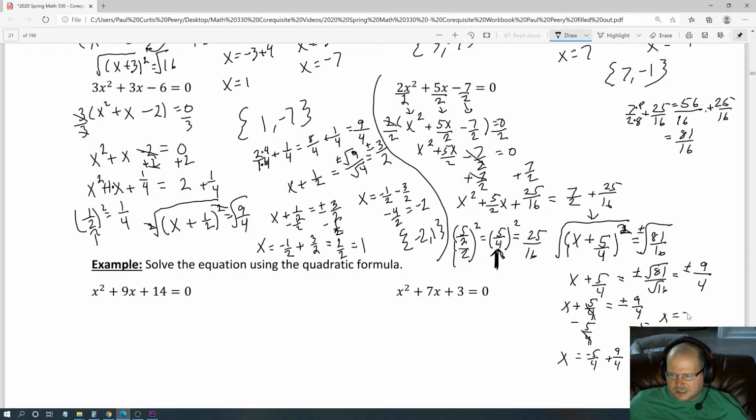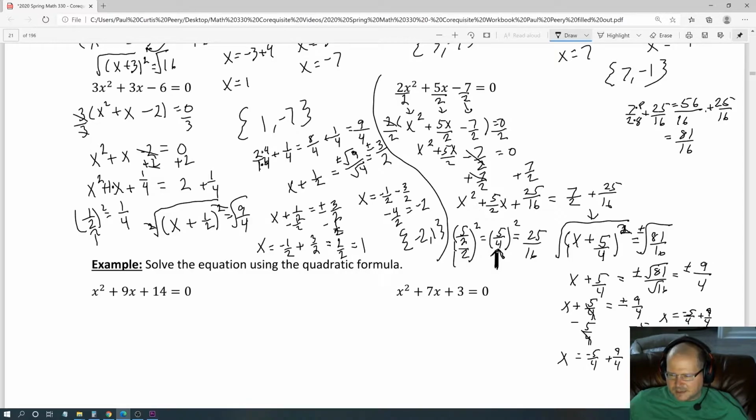X equals negative 5 fourths plus 9 fourths. I'm going to have to skip a couple of steps. I'm running out of room. Negative 5 plus 9 is 4. And 4 over 4 is 1. So we got one answer, 1. Yay! Now I'm going to do the negative version over here.